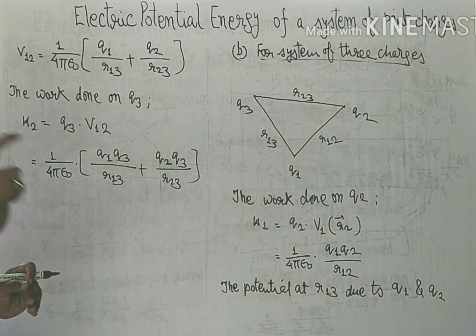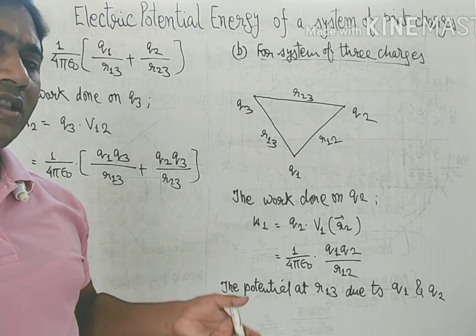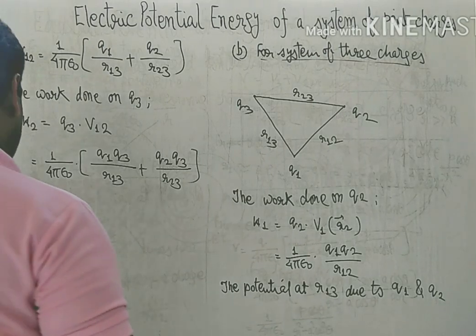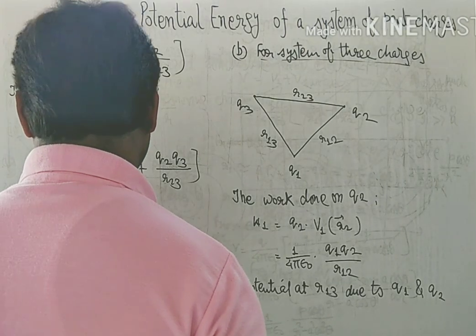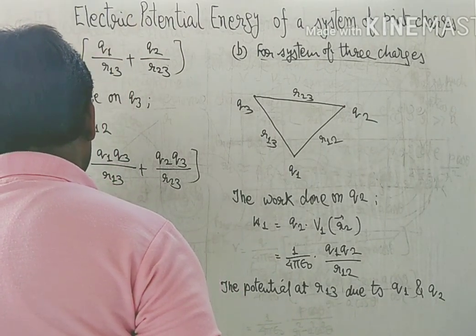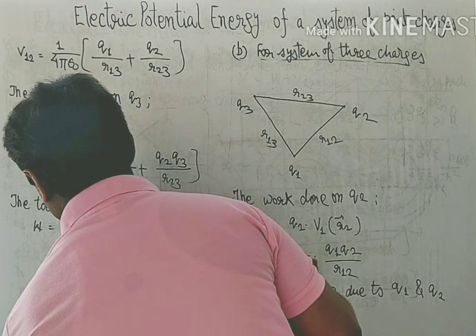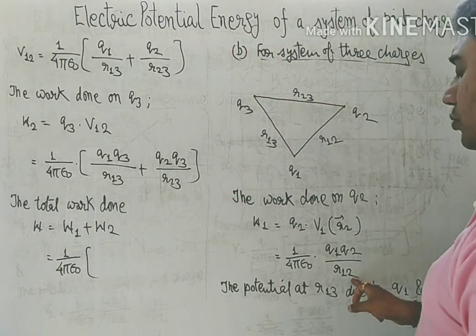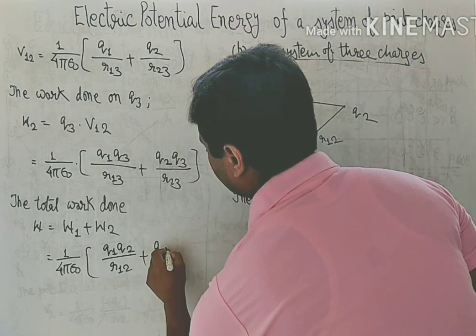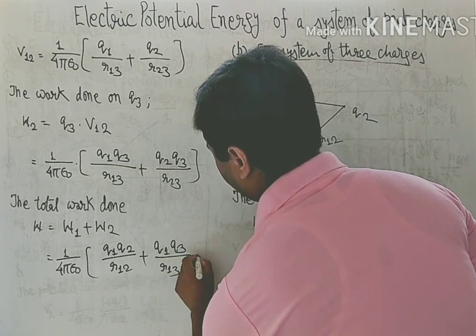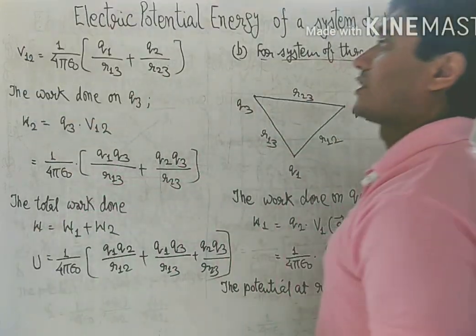Now to have the total electric potential energy of this configuration of three charges, we can calculate the total work done, and that will actually be the electric potential energy. So the total work done, W equals W1 plus W2. Just placing now the values, it's 1 upon 4 pi epsilon naught, a common term, and inside Q1 Q2 upon R12 plus these two terms, Q1 Q3 upon R13 plus Q2 Q3 upon R23. So this actually will be the electric potential energy.